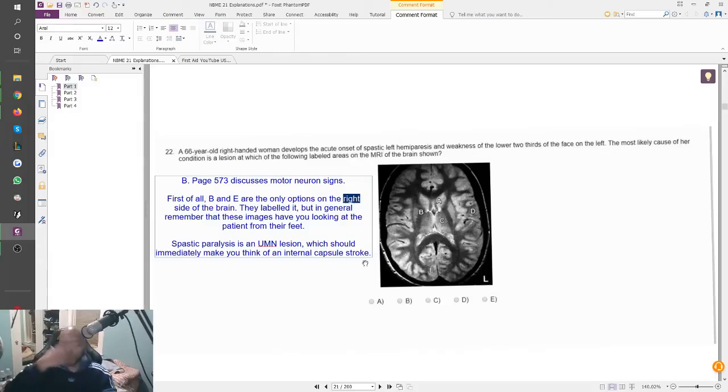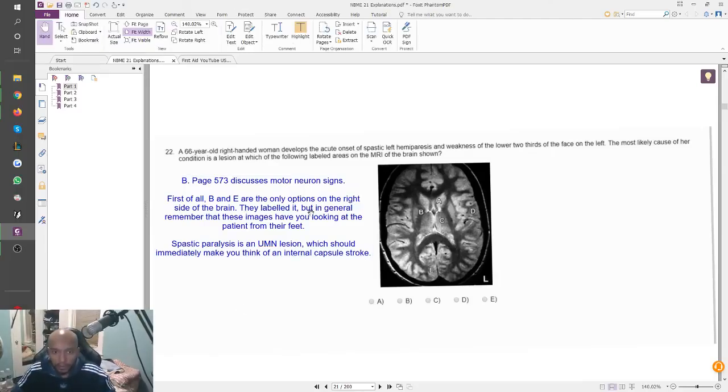It's when it's the face, it's usually the same side, right? Because the decussation hasn't occurred here. But let me just read this first anyway. They labeled it, but in general, remember that these images have you looking at the patient from their feet, right? This is the left, this is the right. Right, okay, and this spastic paralysis is an upper motor neuron lesion, which should immediately make you think of an internal capsule stroke, and that's what B was.